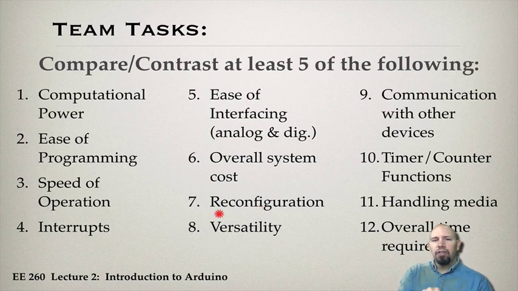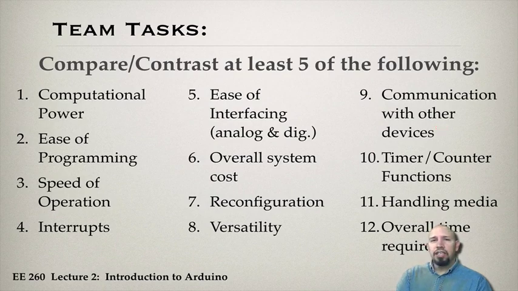So in this case, reconfiguration is similar to some of these others like ease of interfacing, but reconfiguration is more: I have two devices, they both can do two tasks. Let's say the same two tasks. How easy is it to reset both devices to do the other task? So it's set up to do one. How easy is it to reset it to do another task? Versatility is more which one can do the greatest variety of tasks. Okay.